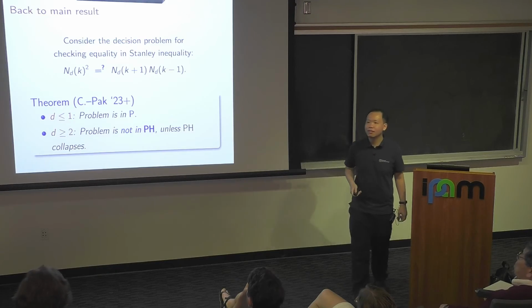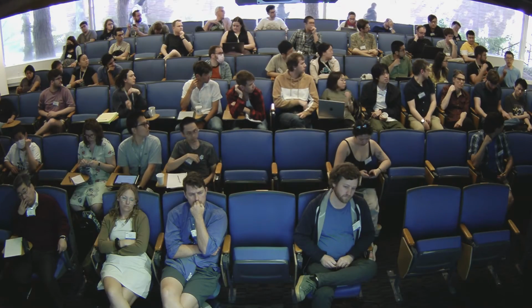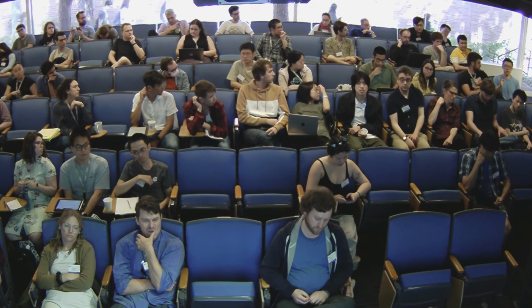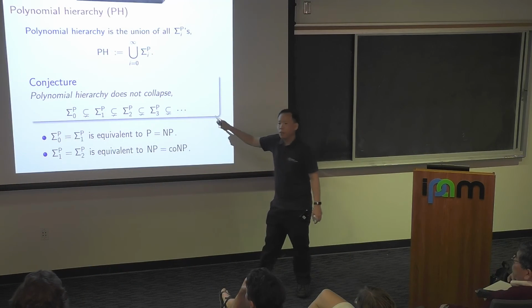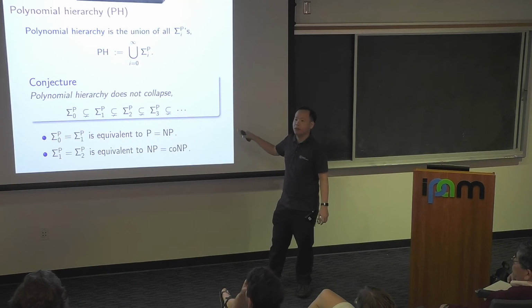Yes, questions, William? So by polynomial hierarchy collapses, you mean you're not saying everything is in P? That's a good question. By polynomial hierarchy collapses, it means that at some point, this sequence will stop at, let's say, sigma 3 or sigma 4 or sigma 5.